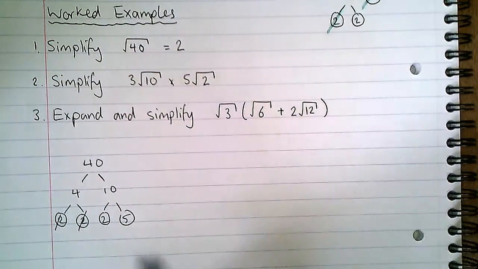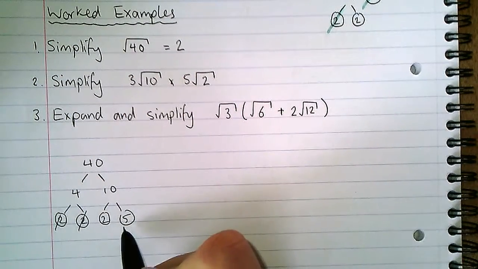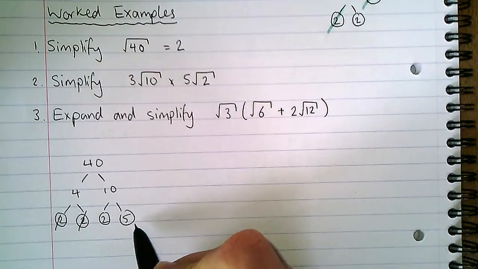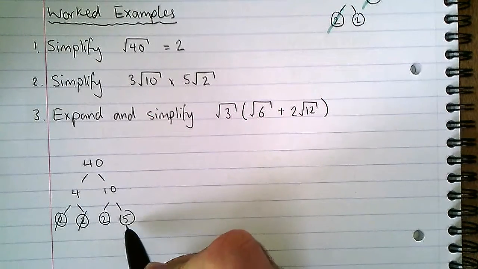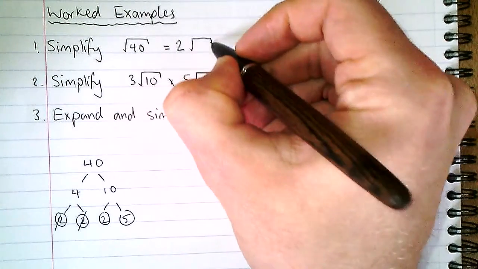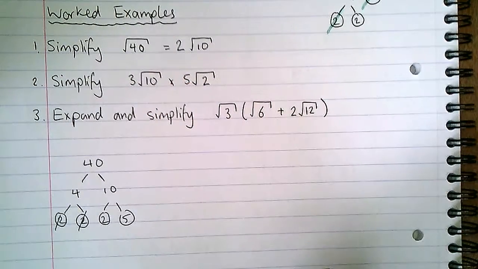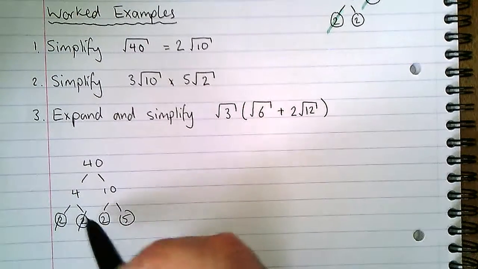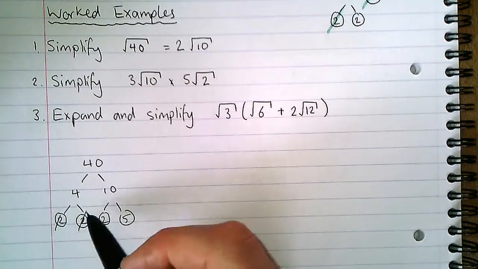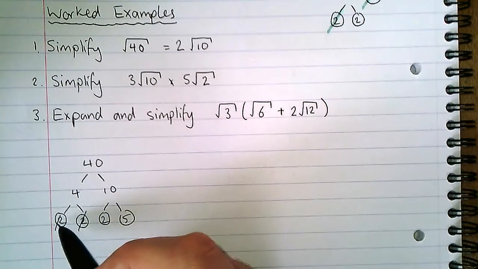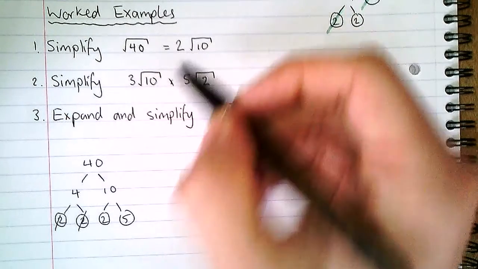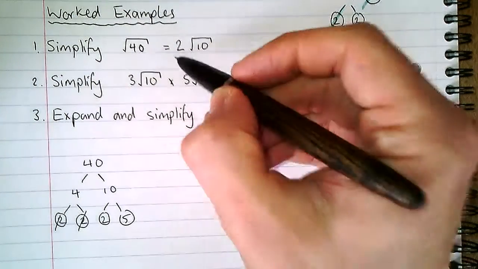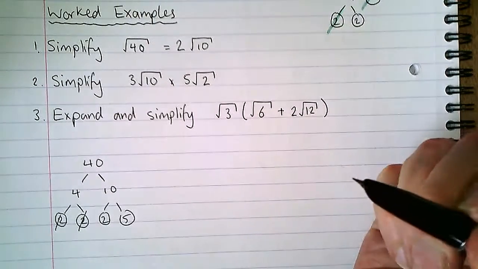outside of the surd. I've got a 2 and a 5. There's nothing that either of those will pair with. I've only got 1 2 and I've only got a single 5, so that means that 2 times 5, which is 10, remains inside the surd, so this becomes 2 square root of 10. So the things that pair cancel, I cross them out because 2 times 2 is 4. That will square root nicely, give me a 2, so I can square root this part nicely, but I can't square root this part nicely. So the 2 comes outside, the 10 remains inside the surd.